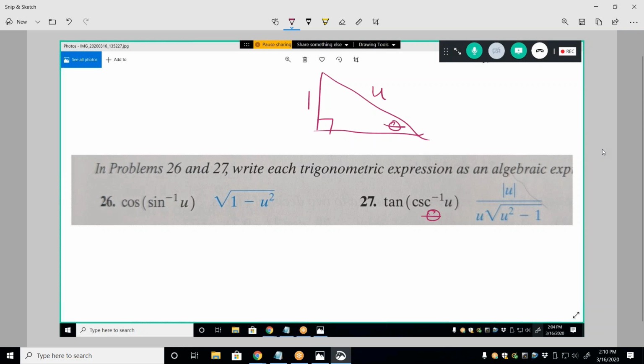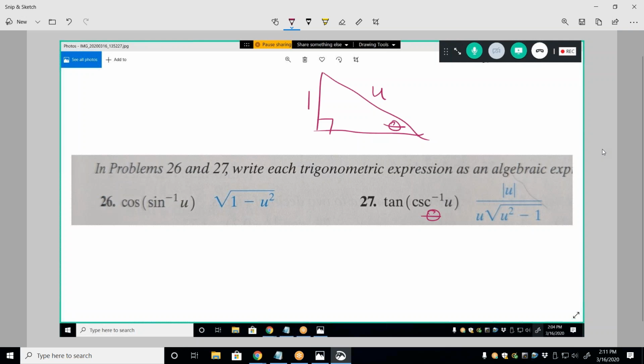Because the cosecant is the hypotenuse over the opposite side. In other words, it's the reciprocal of the sine. And the sine is the opposite side over the hypotenuse, so the cosecant is the hypotenuse over the opposite side. Okay? And so now the third side.